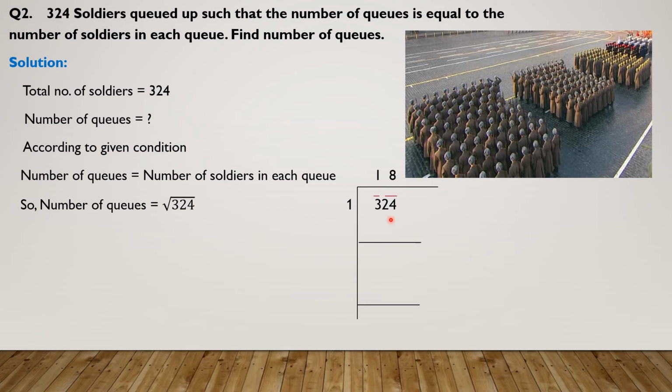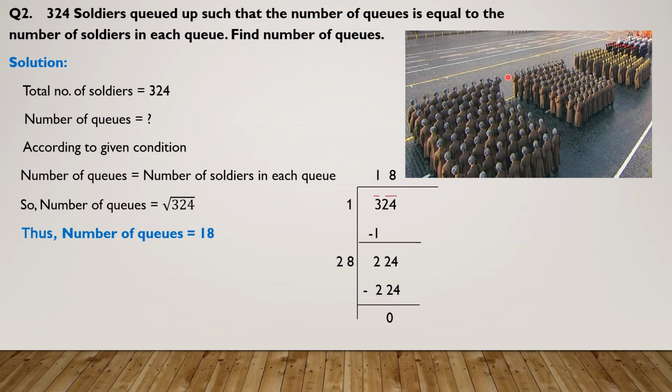Here we will find the square root of 324 by making pairs. 1 ones are 1, 3 minus 1 is 2. The complete pair 24 will come down. Now you have 224. For this you will make a new divisor. 1 plus 1 is 2. With 2 we will select 8. So 28 will be multiplied with 8 and we will get 224 and the remainder is 0. So the square root of 324 is 18, means the number of queues will be equal to 18.